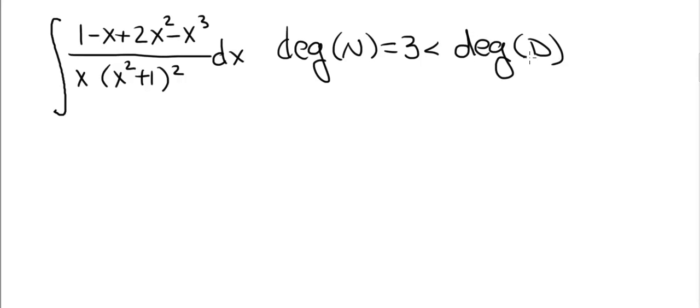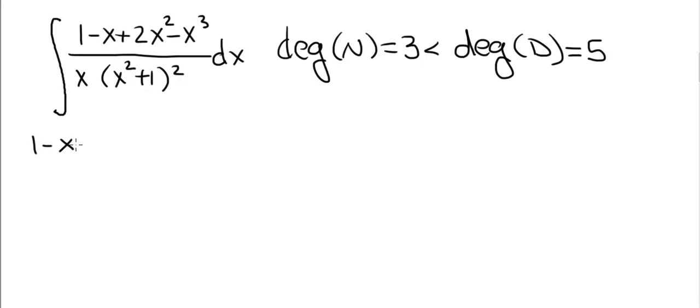When we look at the denominator, (x² + 1)² expands, and the highest power of x we get from there is x to the fourth, and then times the x, the degree of the denominator is 5. So in fact it is true: the degree of the numerator is strictly less than the degree of the denominator. We can now proceed without having to use long division.